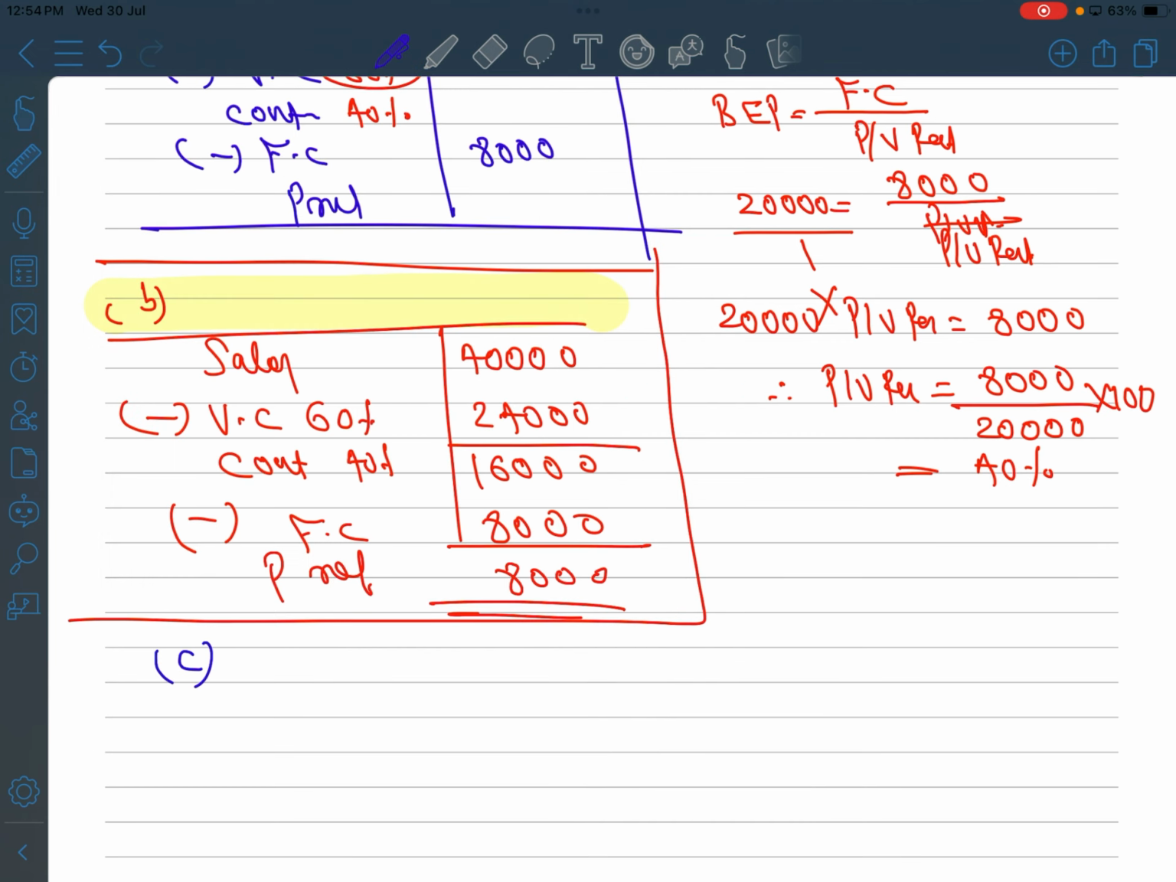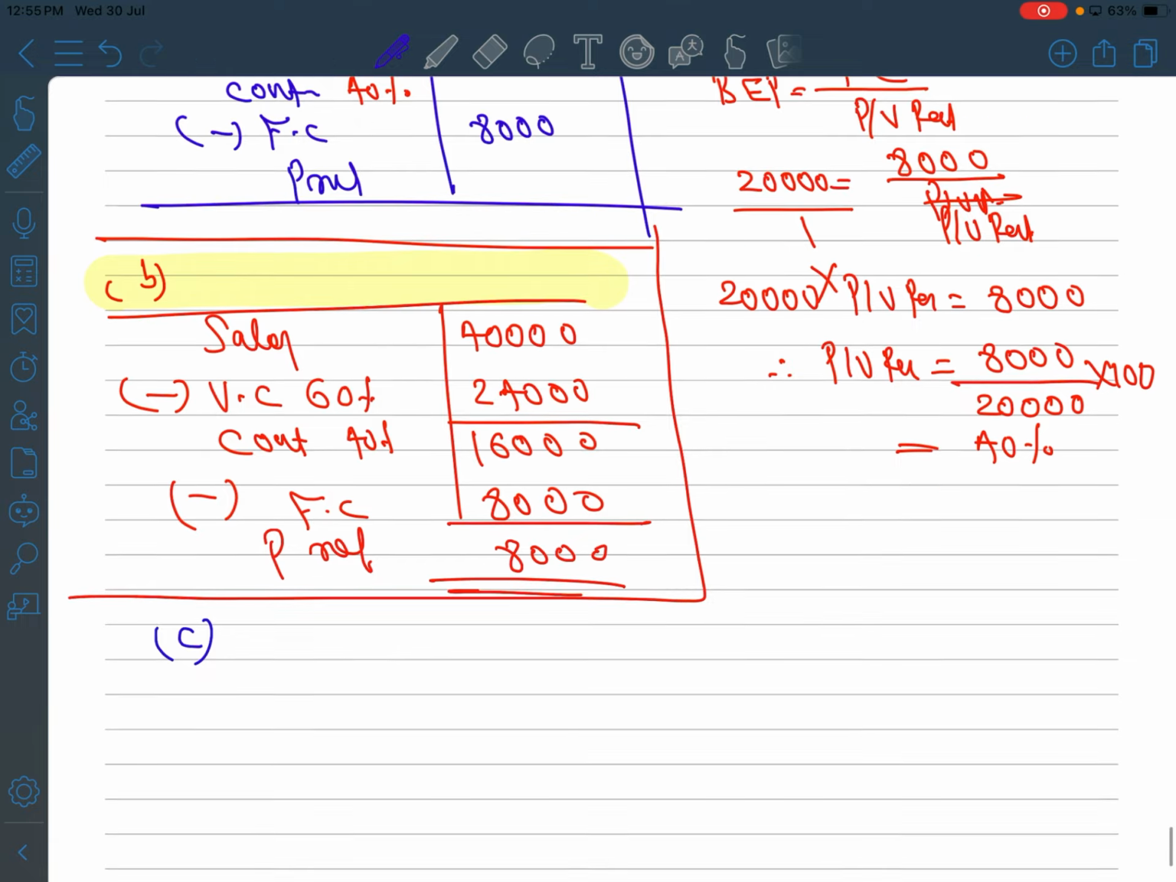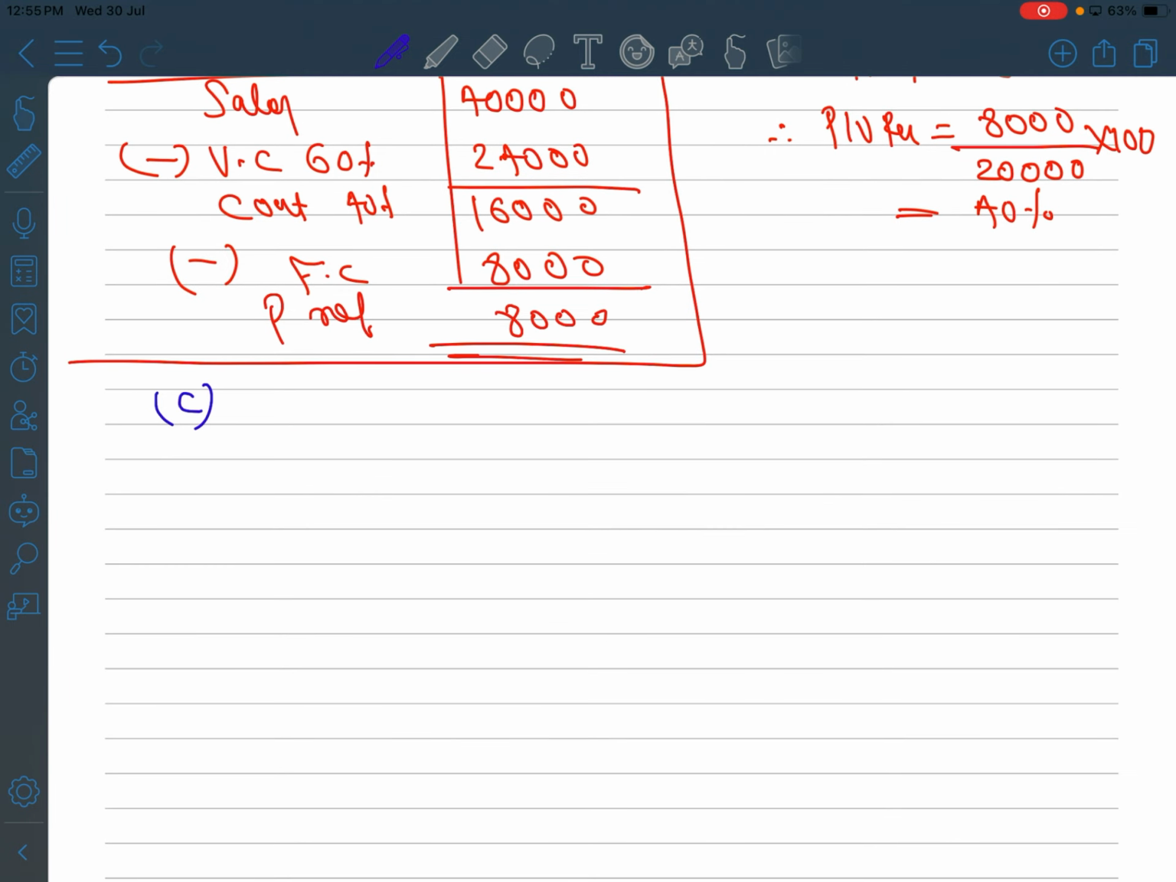Next, the final part of this question is C. What is C? New break-even point if the selling price is reduced by 10%. That is a little bit interesting. Actually, here we need to make some assumption, otherwise we can't go further. So, what is the question? What is the new break-even point if the selling price is reduced by 10%?